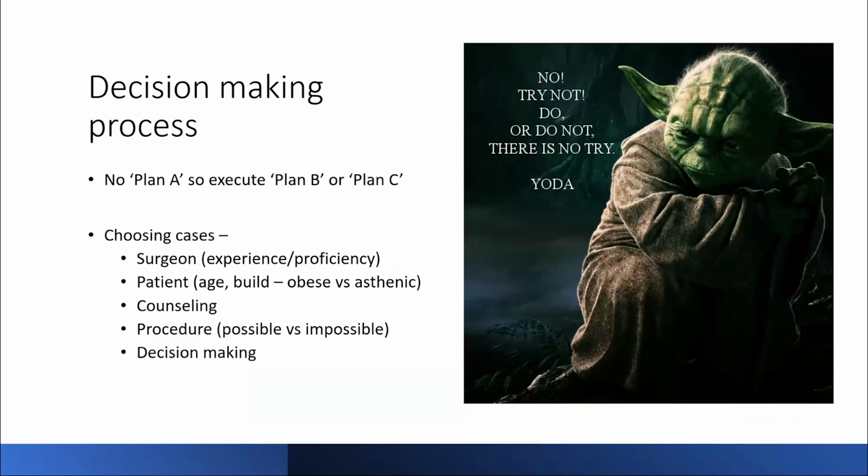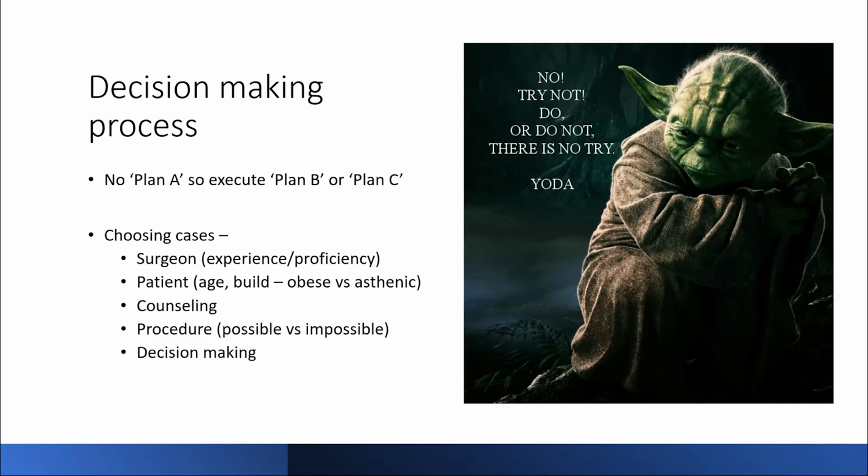So the decision-making process in this situation: the problem here is you don't have a plan A, which would be the ideal. And so the next best thing is to execute plan B or plan C. In deciding what to do, I consider these five points as crucial. The experience of the surgeon is important, just as it will be even if you have a C-arm. The surgeon's proficiency in carrying out surgery without a C-arm for the procedure in question is absolutely important.